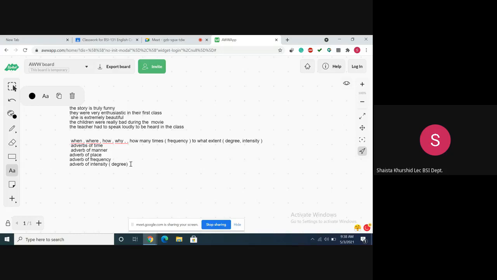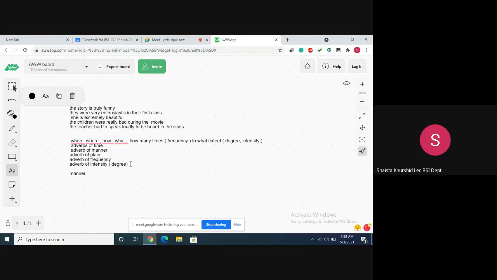These are the main types of an adverb. Now we are going to discuss them one by one, what is an adverb of manner, what is an adverb of place, and what is an adverb of frequency or degree or time. Okay, we are going to discuss them. Now the first thing is the adverb of manner.